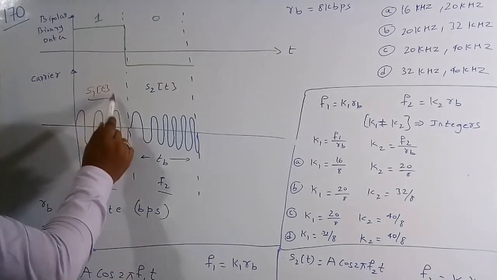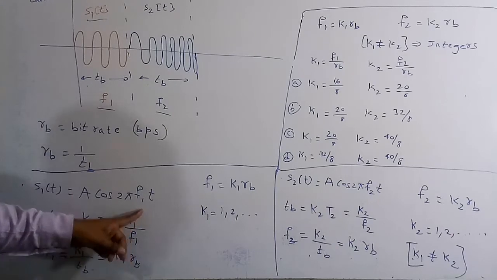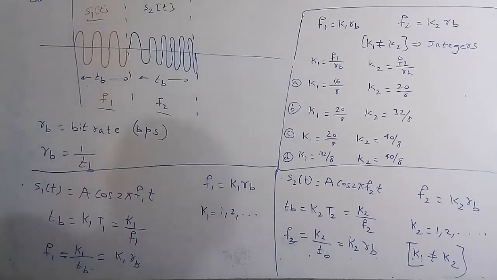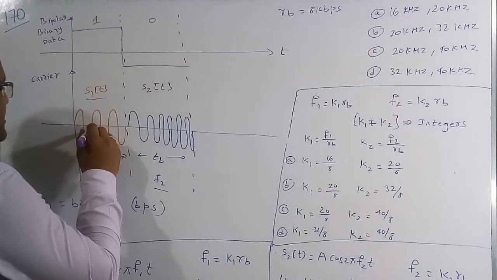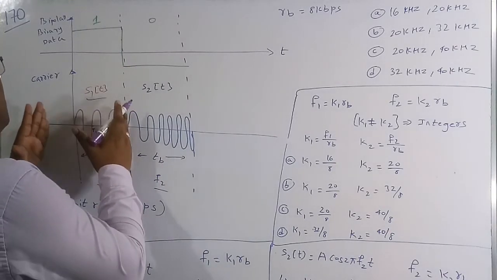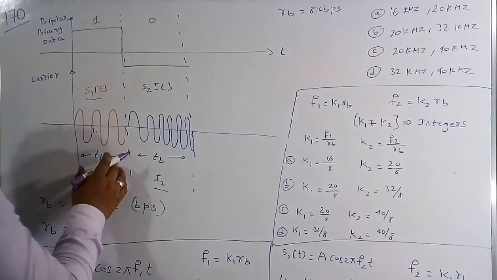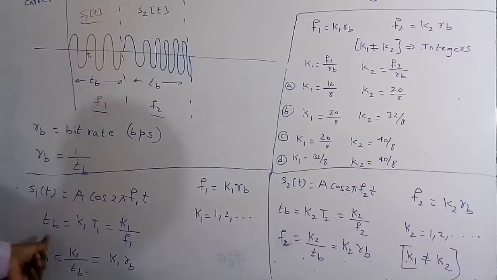This is S1(t). I am going to assume S1(t) is equal to A cos 2 pi f1 t, because for this data we have frequency f1. Suppose for one cycle the time period is T1. As I already told you, there are purely integer number of cycles, so the total time Tb is equal to k1 into T1. Therefore Tb is equal to k1 into T1.